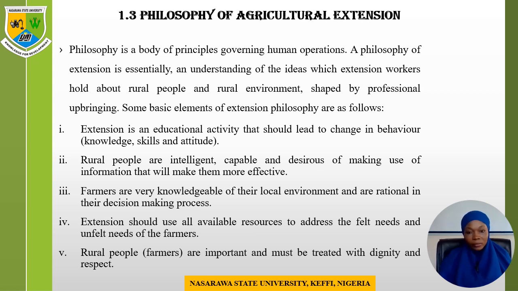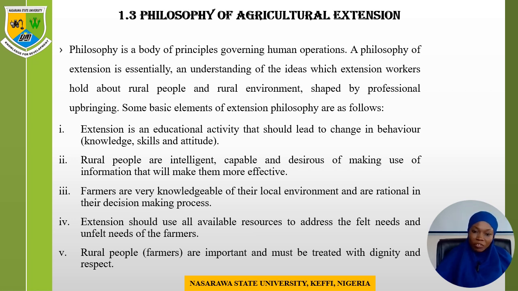Then some basic elements of extension philosophies are: 1. Extension is an educational activity that should lead to change in behavior. That's in terms of knowledge, skills, and attitude. So one of the basic elements that an extension agent should have in mind is that extension work should be such that will lead to change in attitude of the farmers and will bring about increased knowledge and skills in their operations. 2. Rural people are intelligent, capable, and desirous of making use of information that will make them more effective. Farmers are very knowledgeable of their local environment and are rational in their decision-making process.